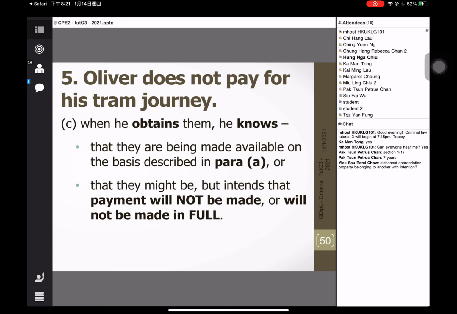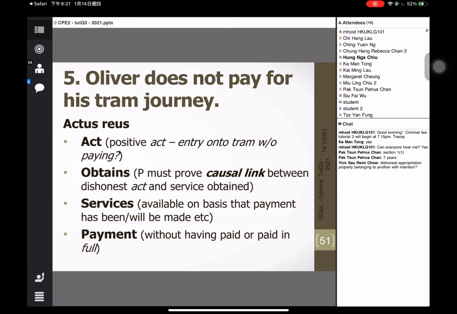He obtains the service and he knows that they are made on the basis of payment, or that they might be, and that he intends that the payment will not be made at all or will not be made in full. Okay, so that's the provision.